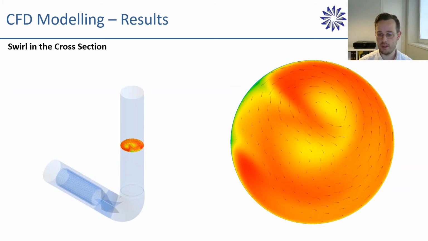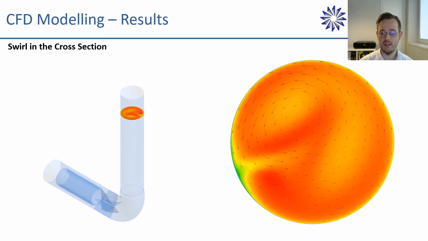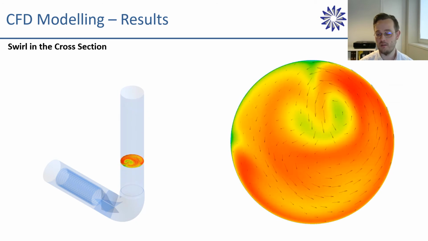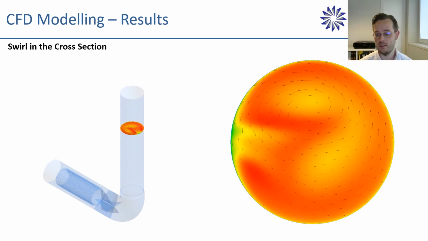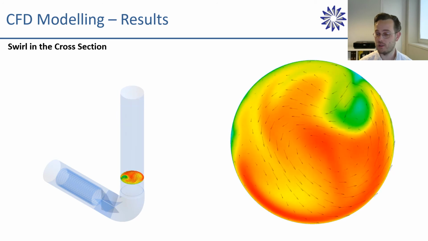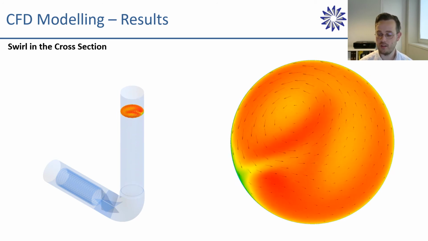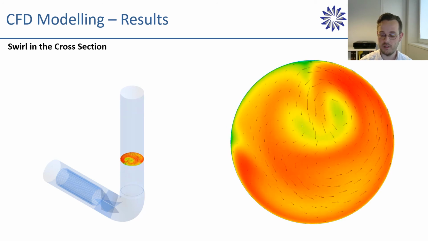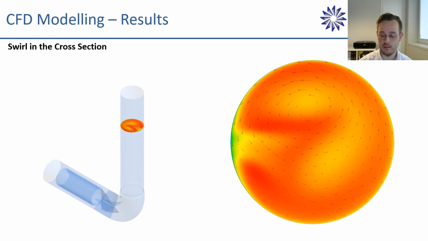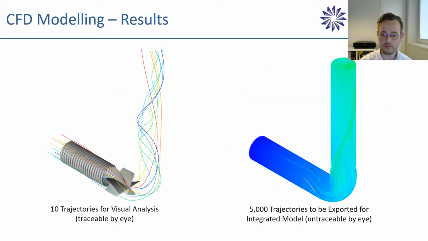And once we run that model, we can see how the flow is swirling inside of our reactor. And as you can see, the swirl isn't concentric, which is good. We want to have some lateral mixing just to diffuse that hot center that we've seen in the UV intensity graphs.